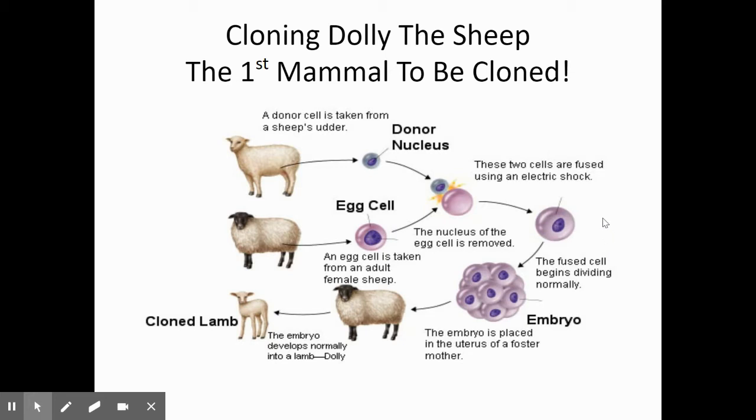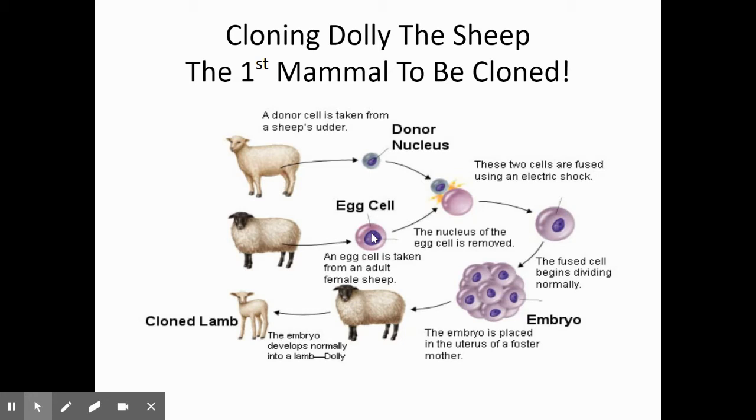So let's take a look at this example of reproductive cloning. In this example, we take an egg cell from a female sheep. So there's my egg cell there, and I'm taking a somatic cell, a body cell, from another sheep. In this case, they took the cell from the udders of the sheep. So this is a body cell. In the egg cell, we take the nucleus out.